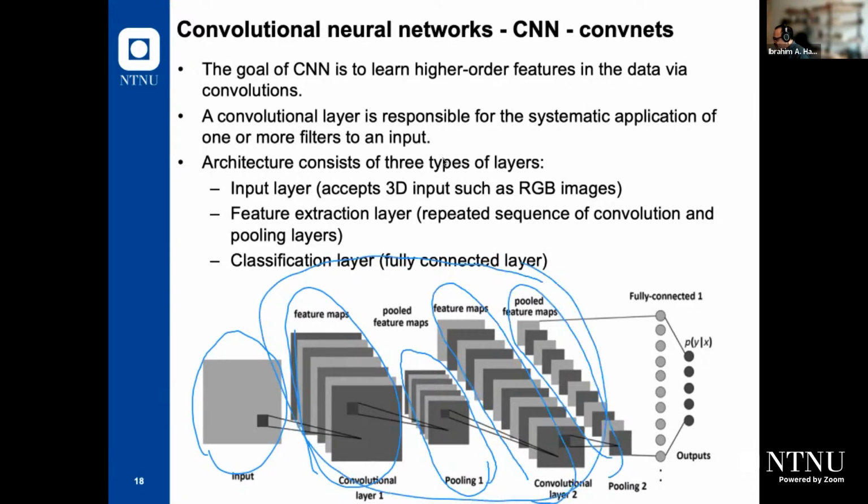And at the end, we will have the fully connected layers, or classification layers. Those fully connected layers could be 2 layers, 3 layers, for example. That part is in charge of classification. It will do the classification for us.